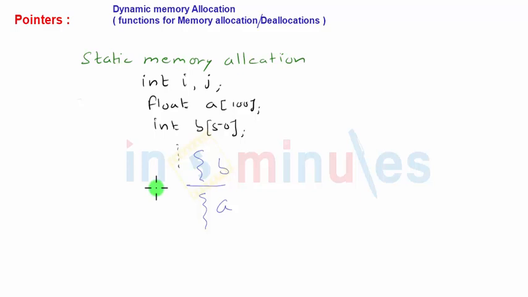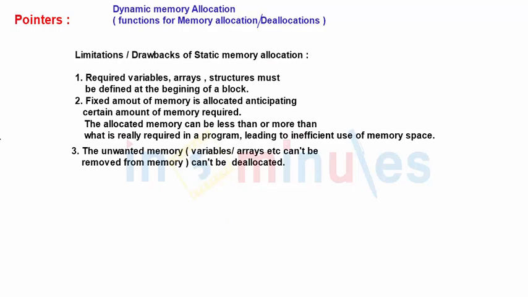Now these drawbacks or limitations that you are trying to understand are a little bit technical, maybe difficult for you to digest, but remember these are very important points in computer science. Now let's summarize the limitations or drawbacks of static memory allocation.